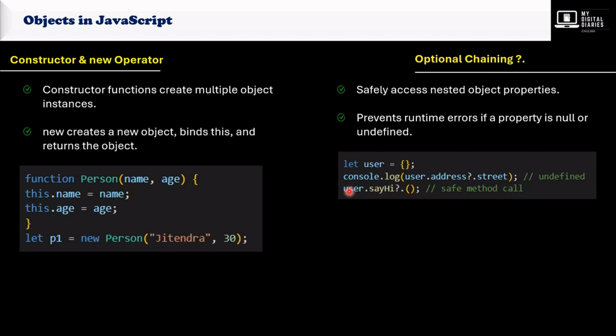And the same goes for the function sayHi. If that function doesn't exist, or the user object doesn't exist, then it won't crash. It will just safely return undefined. This makes our code much more reliable when working with complex objects. So optional chaining is very important if you are working with complex objects.